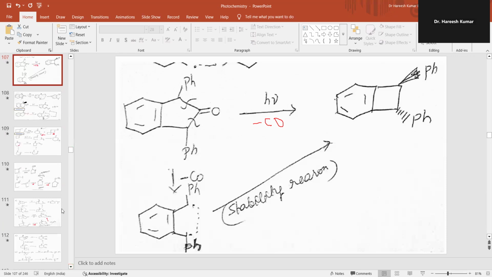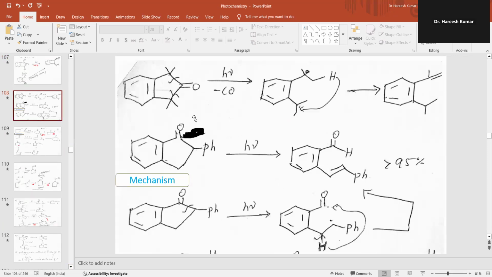In the next slide, I'm taking a few more examples. So here, again, this is also a symmetrical ketone. On Norrish type 1 reaction, there is a cleavage here. Then what will happen? You know that a dimethyl group is there. So one of the methyl hydrogens is abstracted forming an isopropyl group, and since there is a loss of a hydrogen radical, a radical is formed, and these radicals combine and form an alkene.